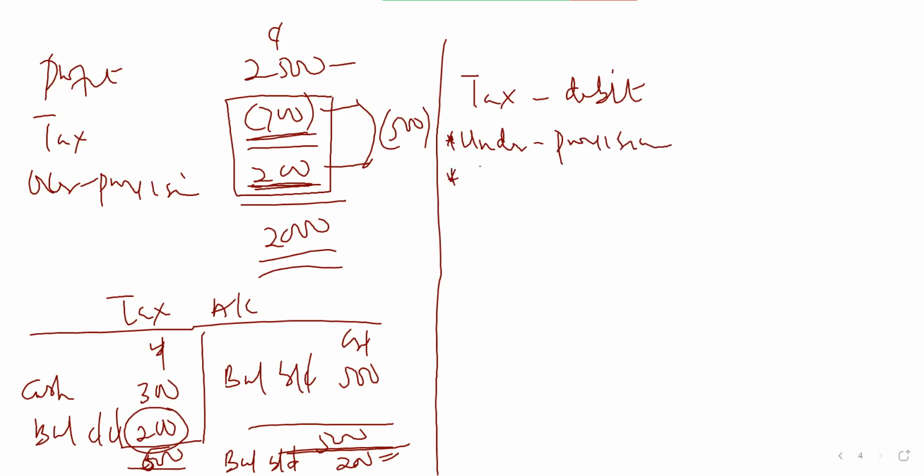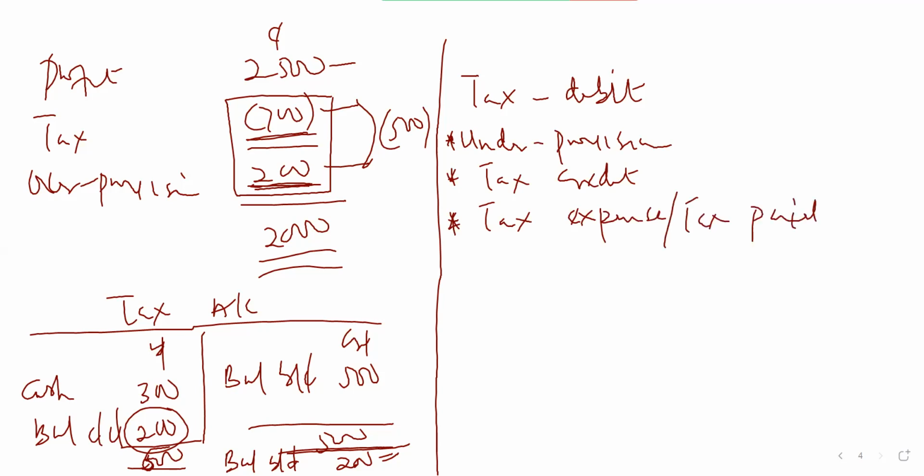The second one can be tax credit, where it will be treated as an asset. If the tax authority is owing you, then you are going to have a credit for that. That will be an asset to you. So if it is an asset, it can be on the debit side of the trial balance. It can also represent tax expense, or tax paid during the year or for the year.